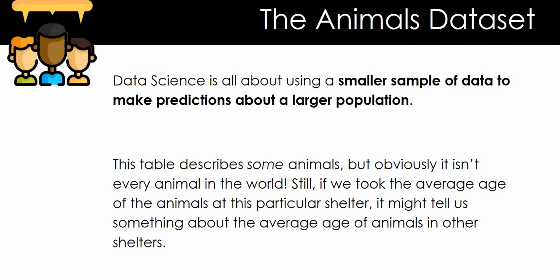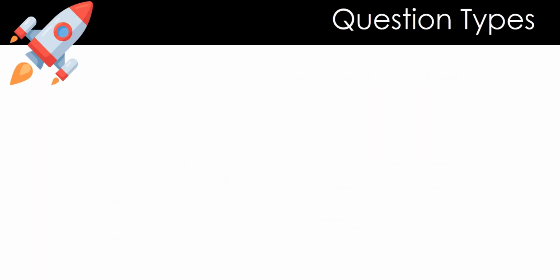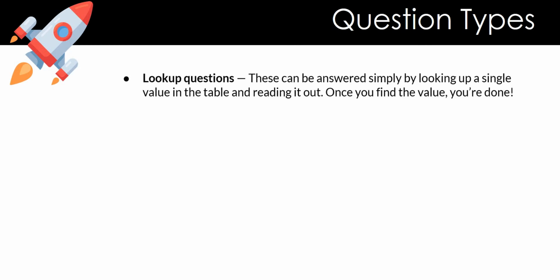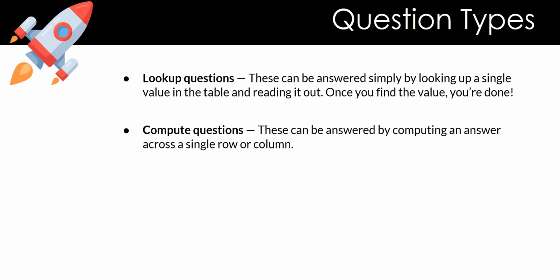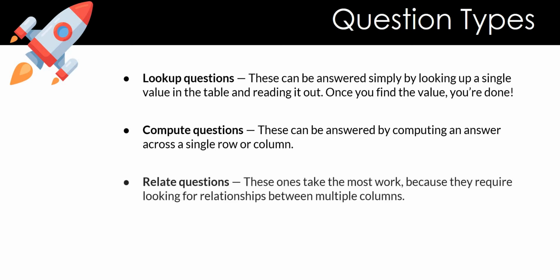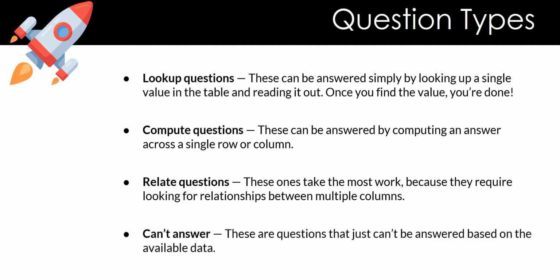And so that's why it's important when we think about the different questions that we can come up with. There are four different categories I want us to think about. The first is a lookup question. These can be answered simply by looking up a single value in the table and reading it out loud. Once you find the value, you're done. A compute question could be answered by computing an answer across a single row or column. A relate question takes the most work because it requires looking for relationships between multiple columns. And then there are can't answer questions, which just can't be answered based on the available data.